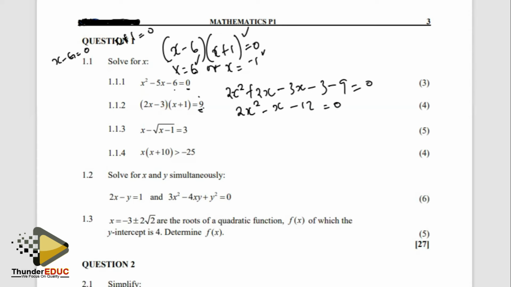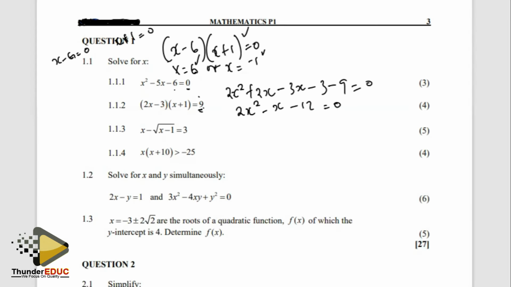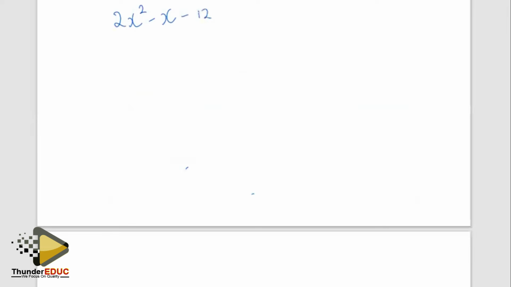So let's see. Are we able to find factors for this? Let me do it this side. 2x squared minus x, and then we say minus 12. Will it work? Will it not work? Let's see. If this is a 2x and this is x, for me to get 12, I use a 3 and a 4. That's going to give me issues. Okay, I use 6 and 2. That also gives issues. So rather than wasting time here, let me just use the quadratic formula straight away.